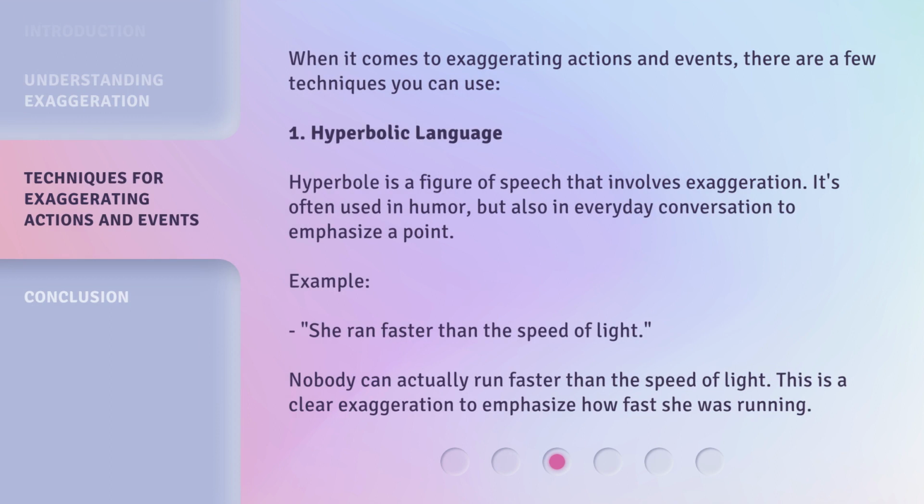When it comes to exaggerating actions and events, there are a few techniques you can use. 1. Hyperbolic language. Hyperbole is a figure of speech that involves exaggeration. It's often used in humor, but also in everyday conversation to emphasize a point. Example: she ran faster than the speed of light. Nobody can actually run faster than the speed of light. This is a clear exaggeration to emphasize how fast she was running.